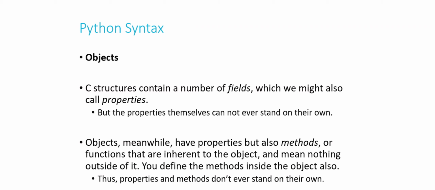But objects, in addition to having properties, also have methods. And you've heard me use that word a couple of times so far in this video. Methods are basically functions that are inherent to what it means to be an object. You can't call that function just kind of out of the blue on anything. You can only call that function on objects of that type, on objects where that function means something. So properties and methods don't ever stand on their own. They're always part of what it means to be an object.